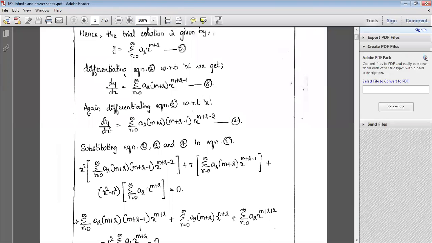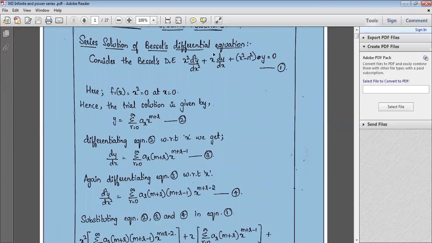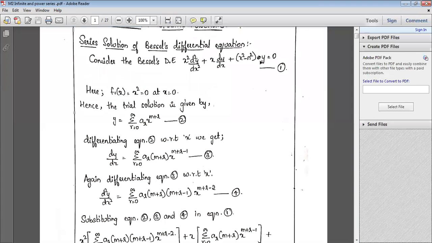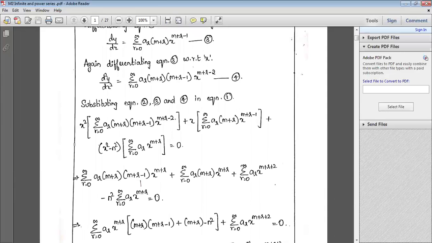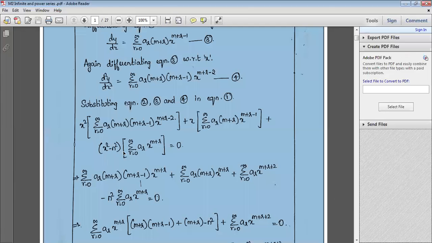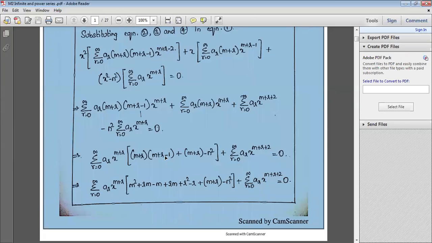In equation 1, we need to substitute d square y by dx square, dy by dx, and y. We need to find all the values in that equation. For that, we substitute the differentiation terms and we get the equation like this. Multiplying x square to x power m plus r minus 2, x to x power m plus r minus 1, and x square and n square into y. Substituting like this and simplifying, we need to take the coefficients.